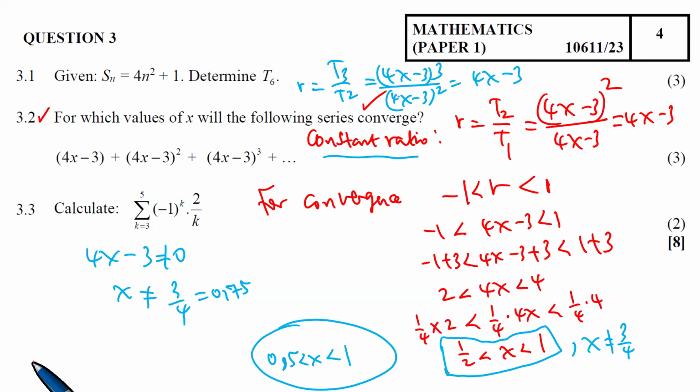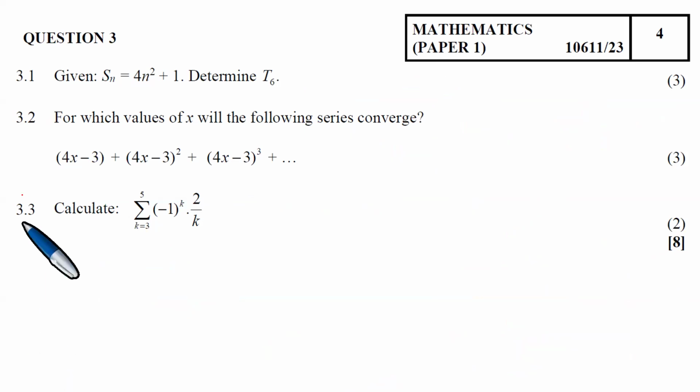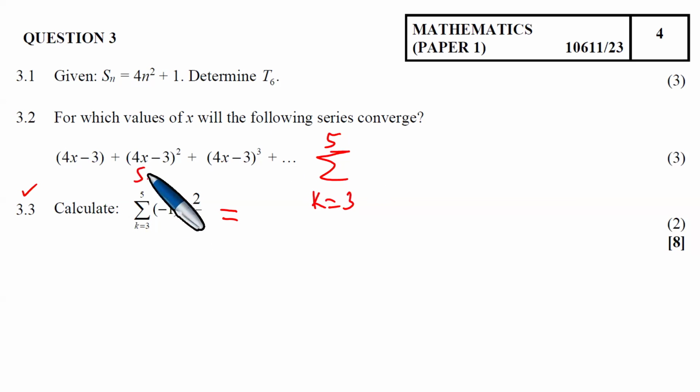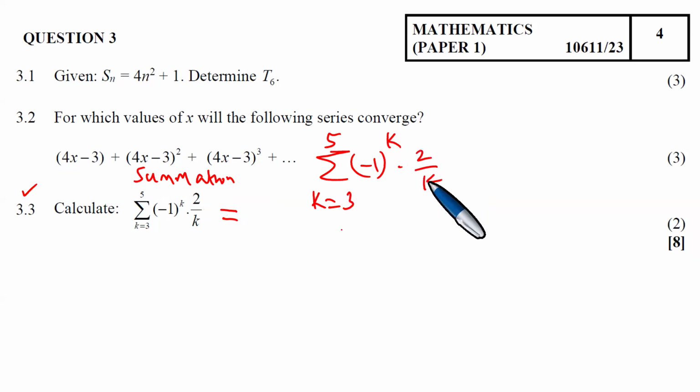Okay, we move on. Now let us look at 3.3. Calculate this sum here. So how do you calculate this sum? To calculate this sum, we are dealing with the summation from k equals 3 to k equals 5, then you have -1 to the power k, and then you have 2 out of k.